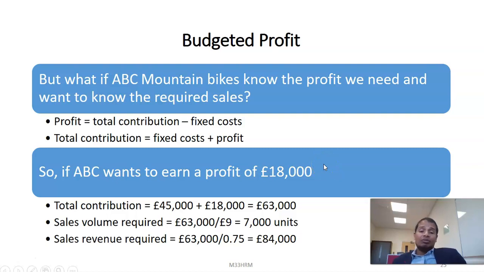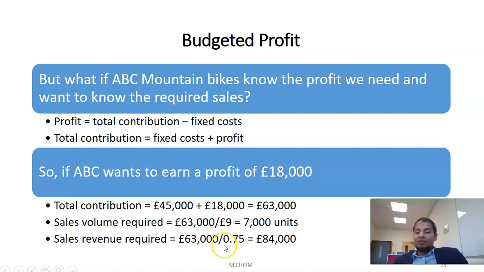Or you can calculate in another way as well. And at that particular level, what's the sales amount required? You can calculate the sales amount required as well. So 75% is the ratio. This is the contribution margin ratio. 75% is the contribution margin.